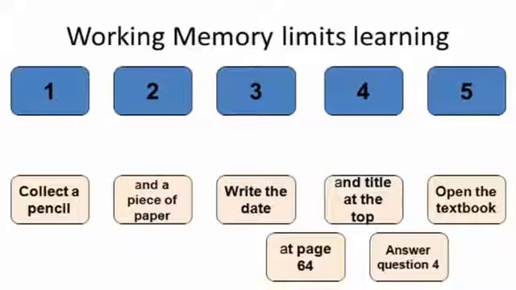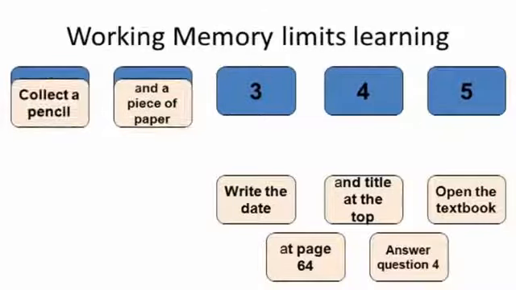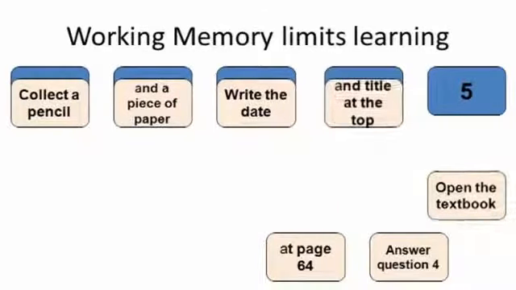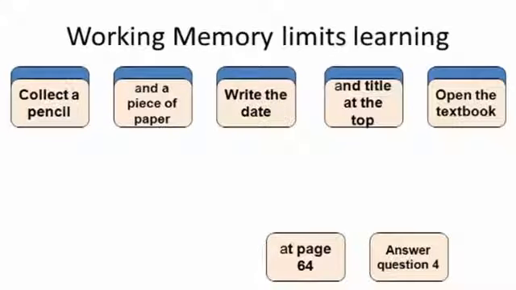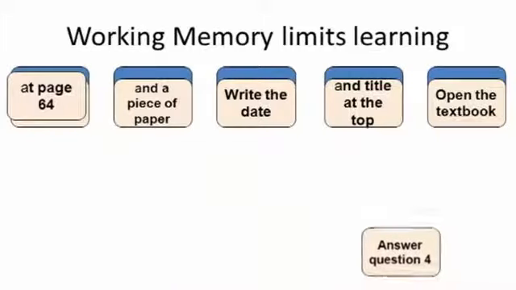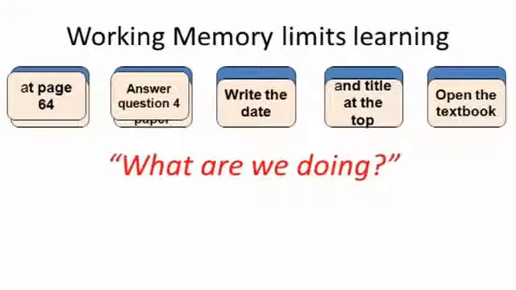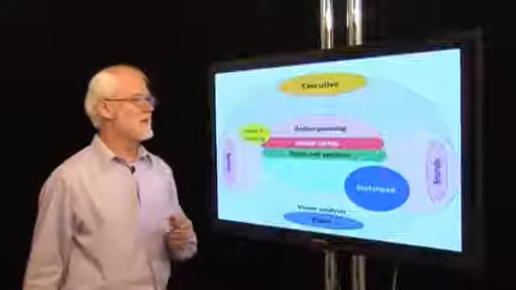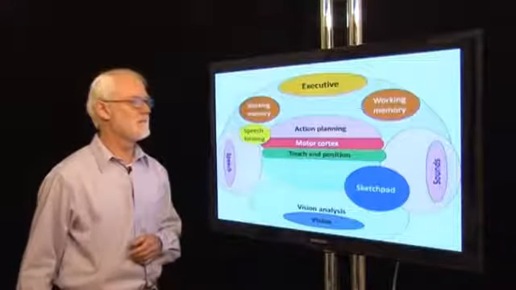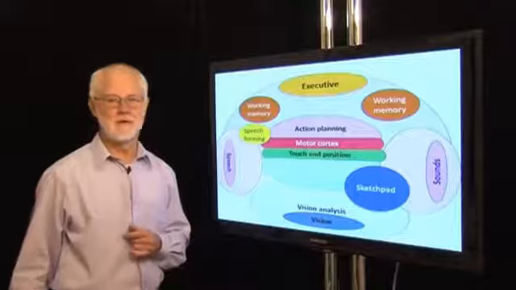They go into the working memory like this. But unfortunately, before the end, the working memory is already full. And so the final instructions have to override some of the ones which are already there. Consequently, the student doesn't know where to start and says, "What are we doing?" We can position working memory in our two-dimensional diagram, a bit on the left and a bit on the right.